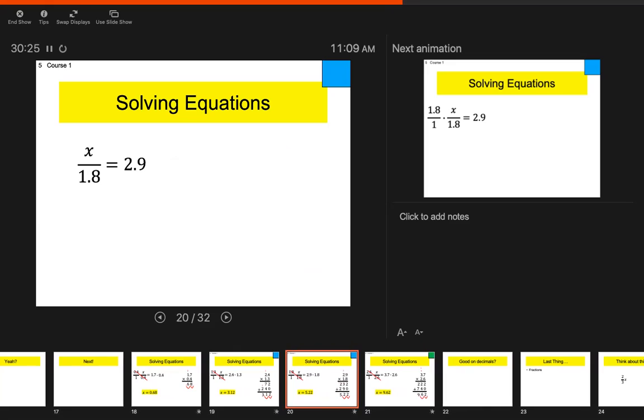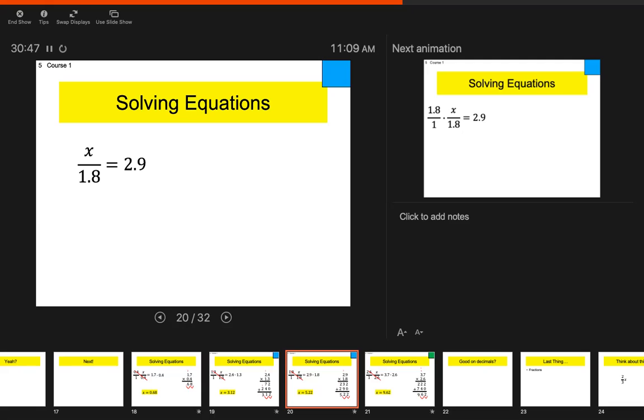Fractions are next. Fractions are actually the easiest of them all, which is why I left them at the end. It doesn't look like they're the easiest, but they're actually the easiest. Yeah, that's really easy. All right, here we go.